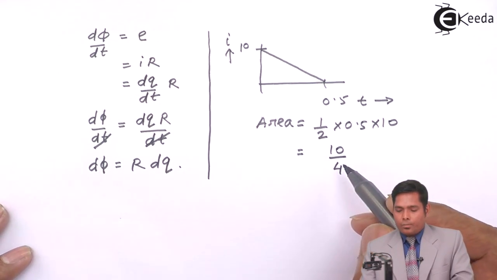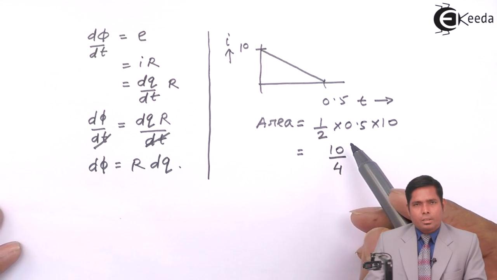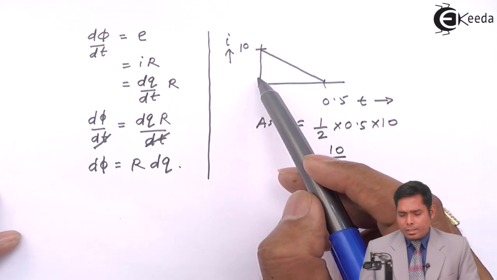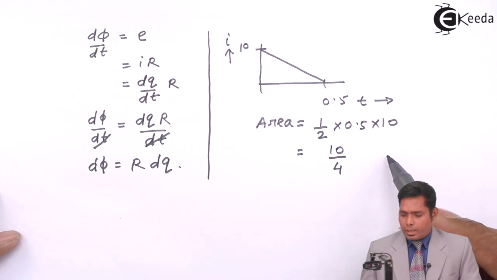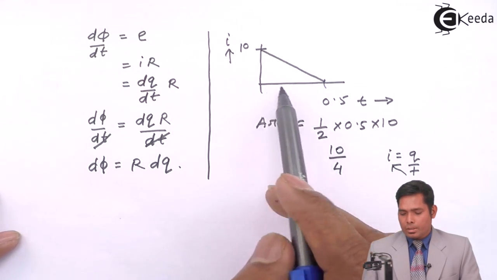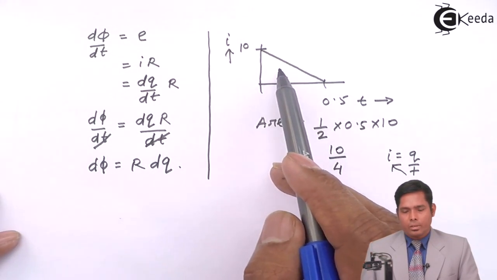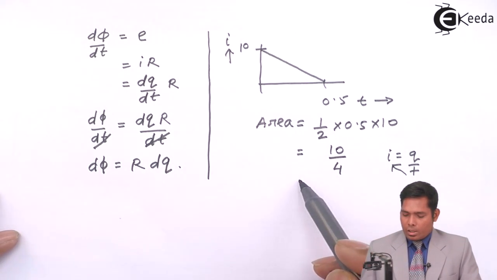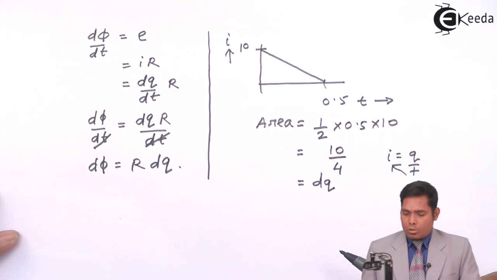This is the area. Now what does this give? This area gives, when this is I and this is T, we know that I is Q by T. So therefore Q is I into T. So this is basically the charge. Okay, this is basically the change in charge, that is, this is the dq value.